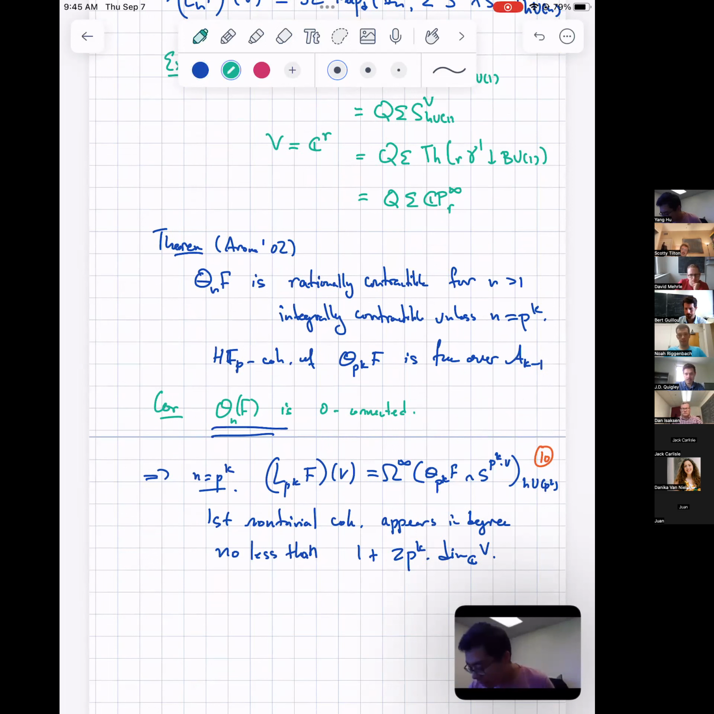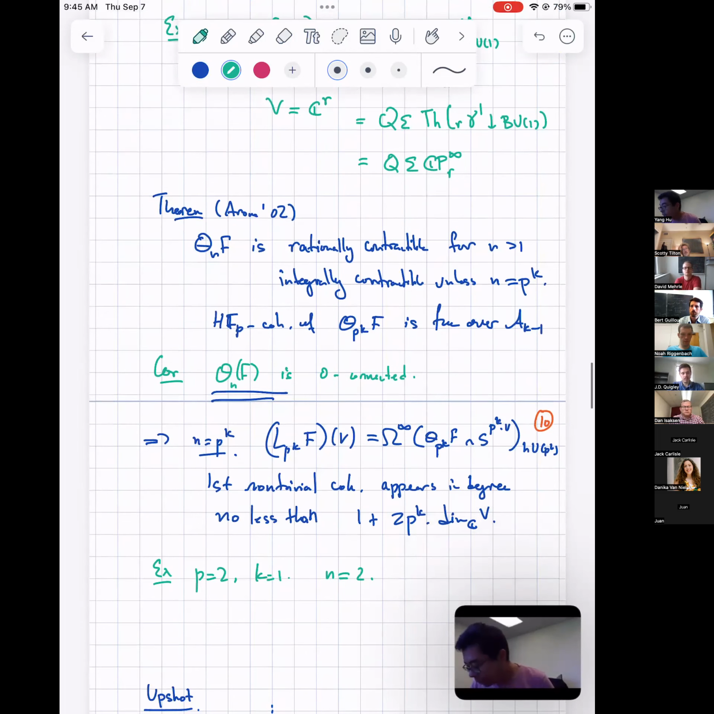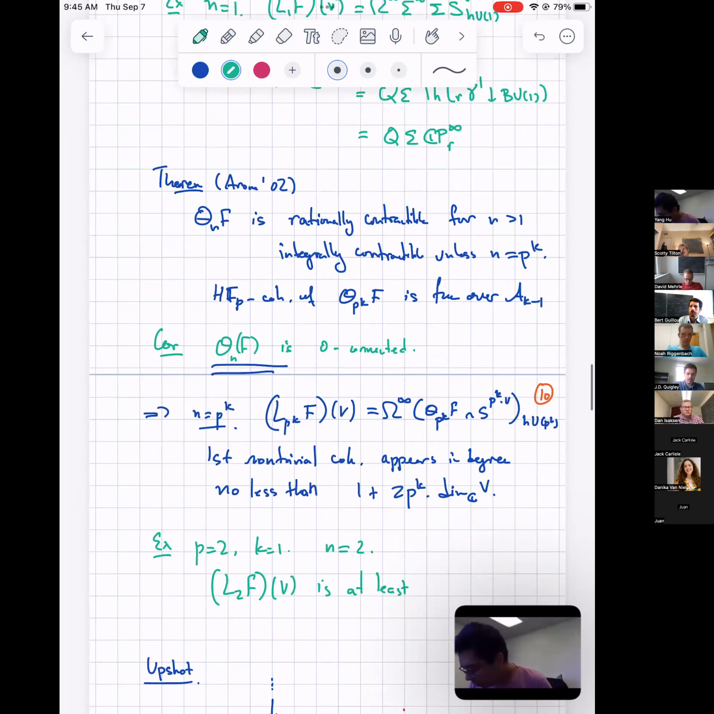And as a special case, if p equals 2 and k is 1, so we end up thinking about the second layer. Now this L_2 f of V is at least 4 times the complex dimension of V connected. And if V is the standard vector space C^R, then this is 4R connected.